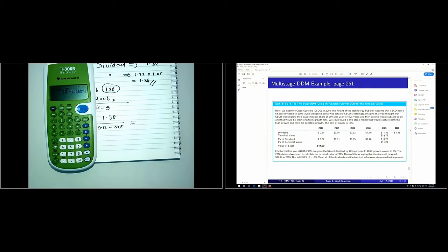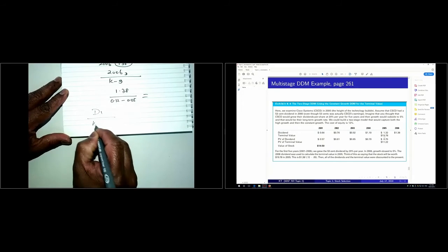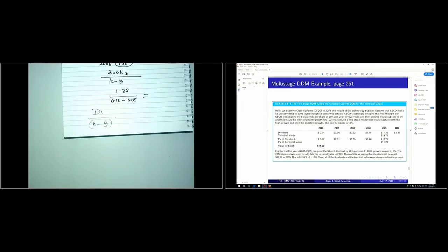From 2006 onwards, from the end of 2005, the company is settling down to a constant growth rate of 5%, at which point we are able to invoke that perpetuity principle of K minus G. Otherwise, we'll have to identify each dividend from 2006 to infinity, which we cannot do, right? So we just take the 2006 dividend. It is like D1 over K minus G. So we are able to do that only when we see that constant growth kicking in.